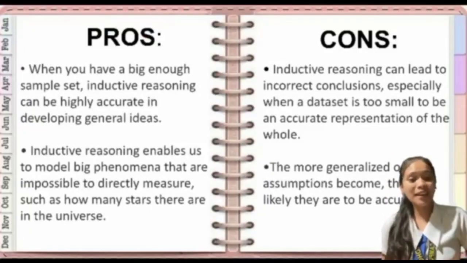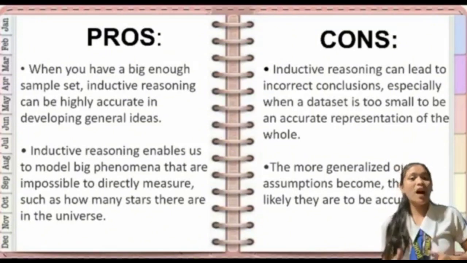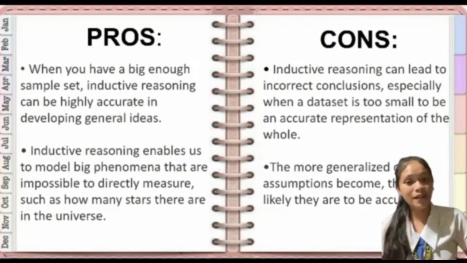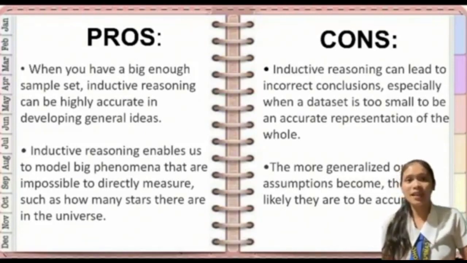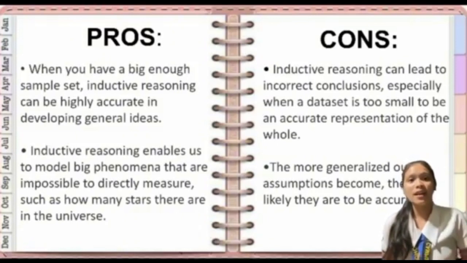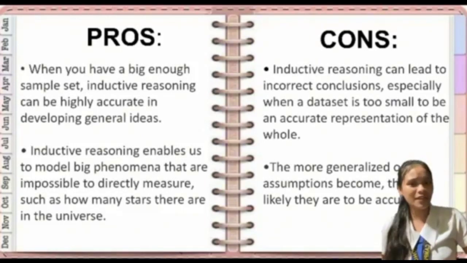The last slide will tackle the pros and cons of deductive reasoning. On the left side are stated the pros. First, when you have a big enough sample set, inductive reasoning is highly accurate in developing general ideas. Second, inductive reasoning enables us to model big phenomena that are impossible to directly measure, such as how many stars there are in the universe.